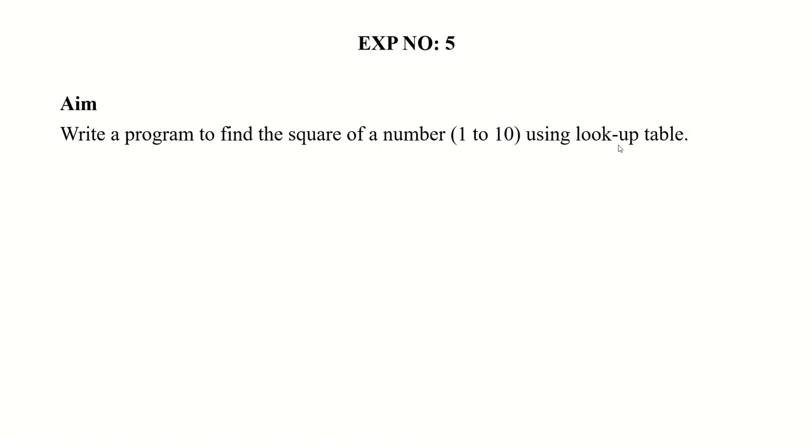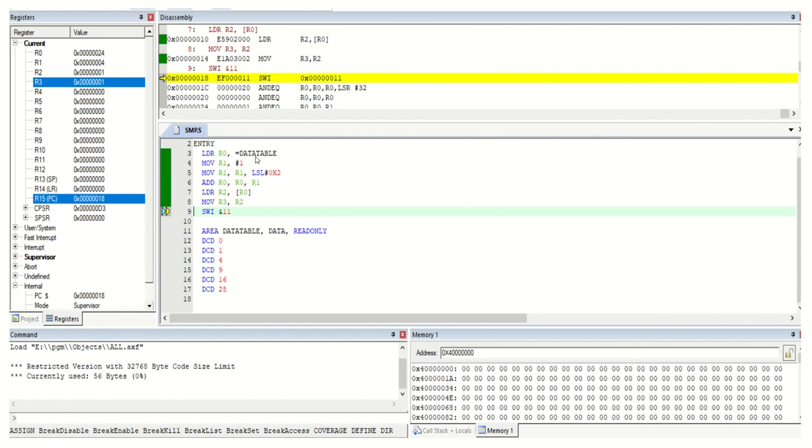Using lookup table. What is the concept of lookup table in low level language? We will see that concept here. Register window contain all the values. Here this is the working window. Is that memory required? Yes, memory window is required.